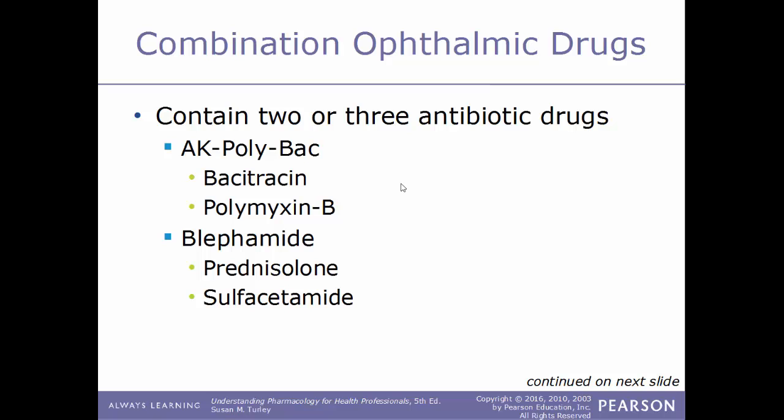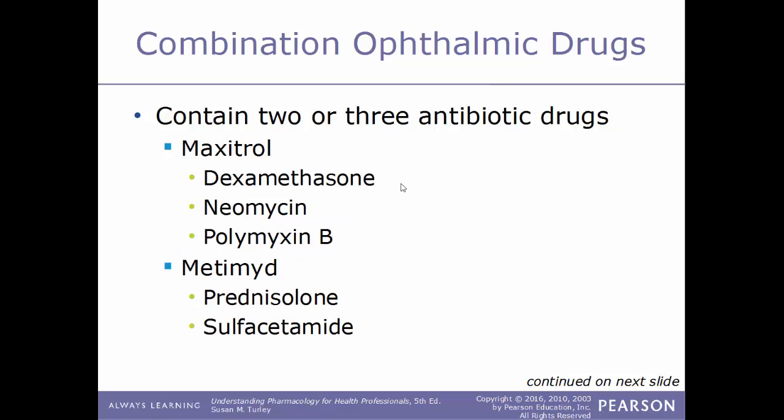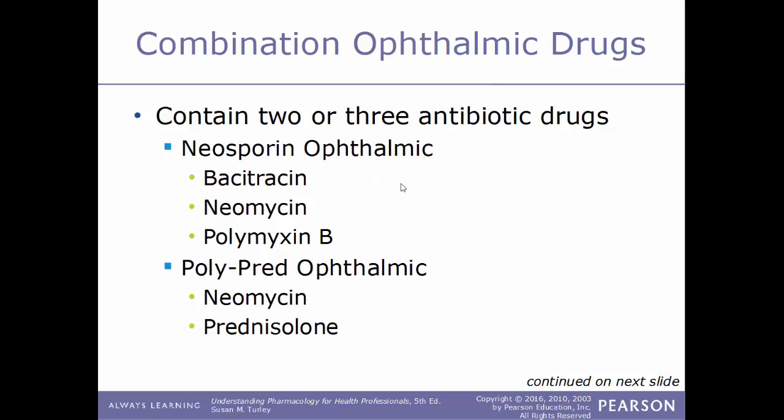The drug AK-Poly-Bac is a combination of bacitracin and polymyxin B. The drug Blephamide is a combination of prednisolone and also sulfacetamide. The drug Maxitrol is a combination of 3 antibiotics. It includes neomycin, dexamethasone, and polymyxin B. Metimyd is a combination of prednisolone and sulfacetamide. Neosporin ophthalmic is a combination of bacitracin, neomycin, and polymyxin B.